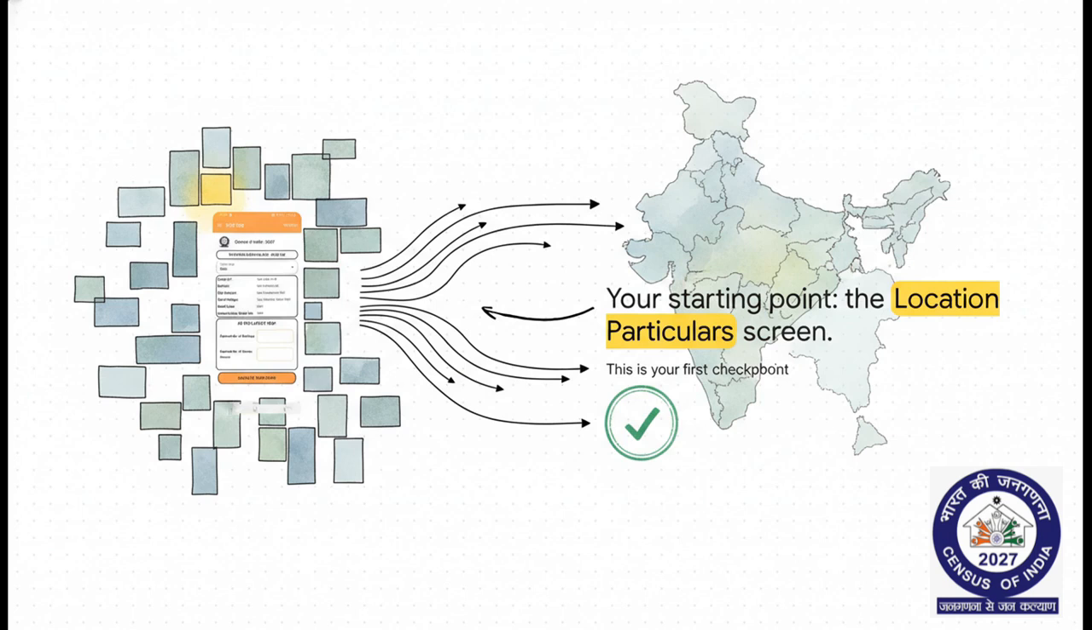So on this screen, the very first thing you're going to do is select your Assigned House Listing Block, or HLB. And once you do that, watch this. The state, district, and all the other details just pop right in. This is your first big checkpoint to make sure you're working in exactly the right spot.